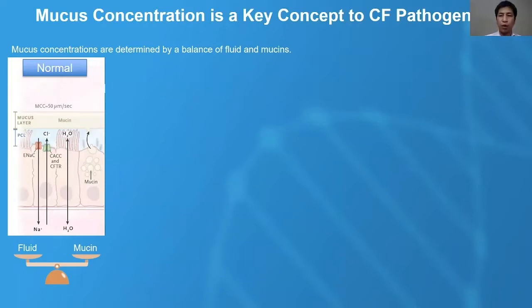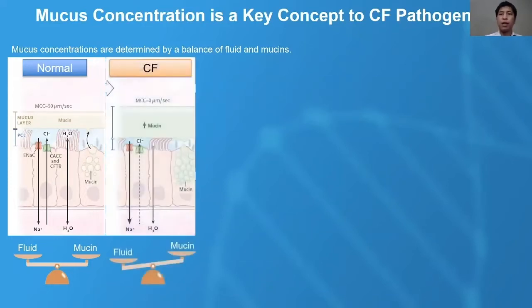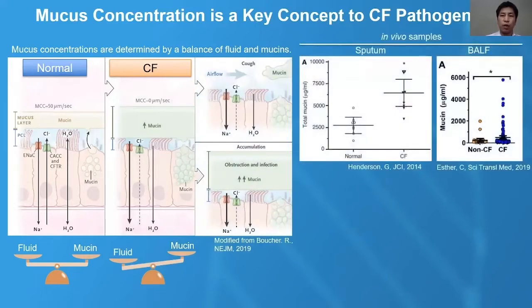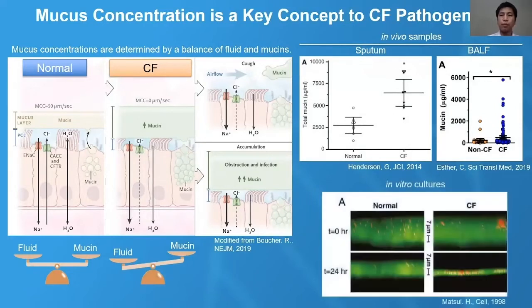Mucus concentration in the mucus layer is regulated by well-balanced fluid and solid components like mucins. In CF, CFTR dysfunction causes reduced fluid secretion, which causes mucus hyperconcentration, depletion of PCL, and eventually MCC dysfunction. Indeed, higher concentration of mucin is identified in CF sputum and BALF compared to normal samples. Also, in vitro culture models demonstrate the reduced PCL height in CF airway epithelial cell cultures. Overall, this model indicates that mucin and fluid secretion into airway lumen is critically important for normal MCC function.